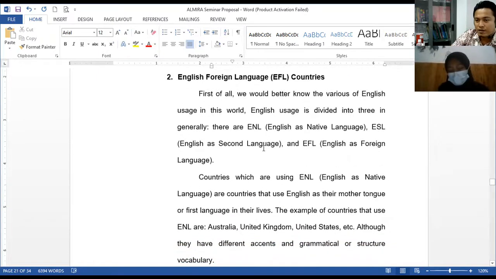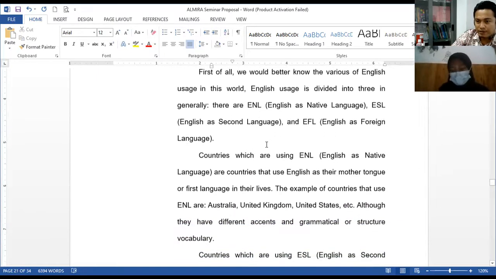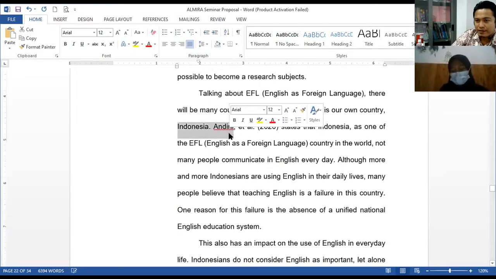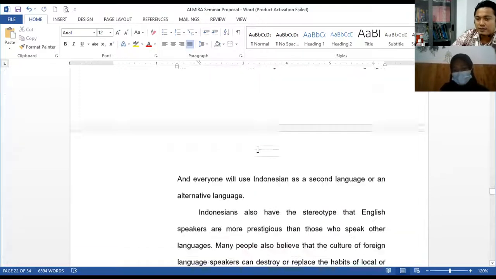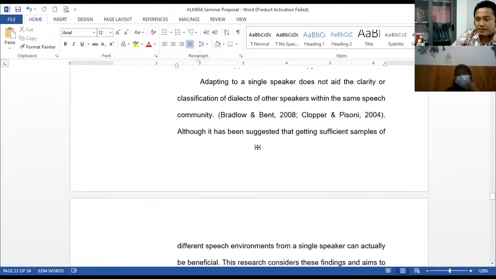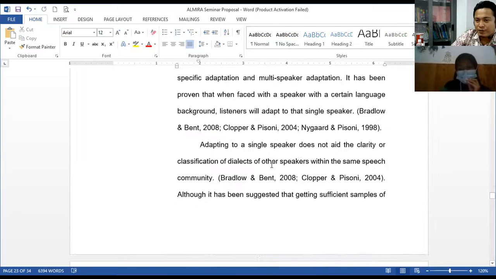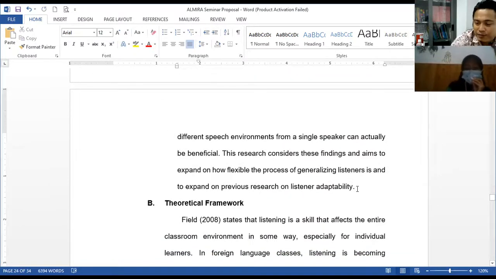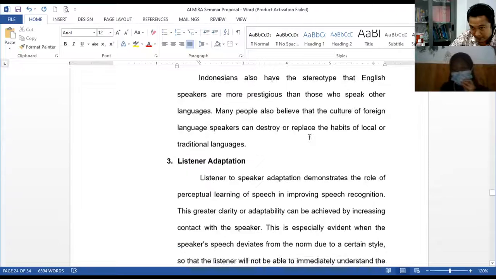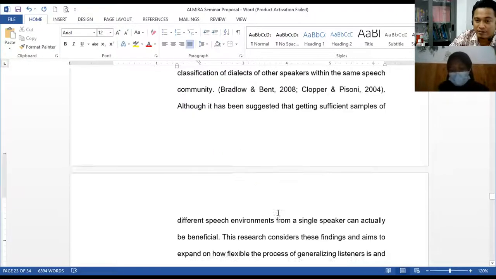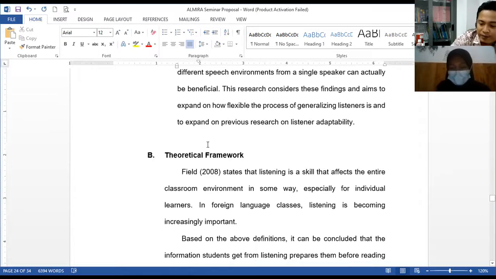And then the second one, language countries. This is interesting, this is what I love the most. You put in a source from 2020, that's really great. And the next, listener adaptation. Also for this one, you have to put in the relevance between listener adaptation and teaching listening in junior high school, before the theoretical framework.